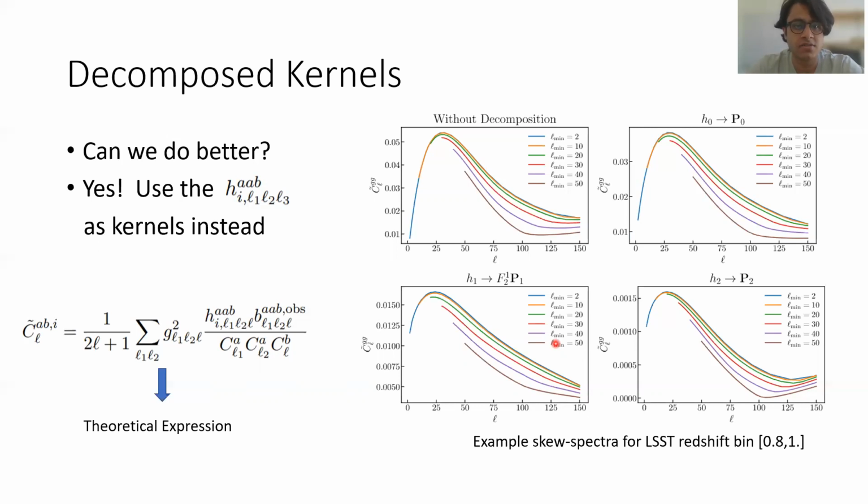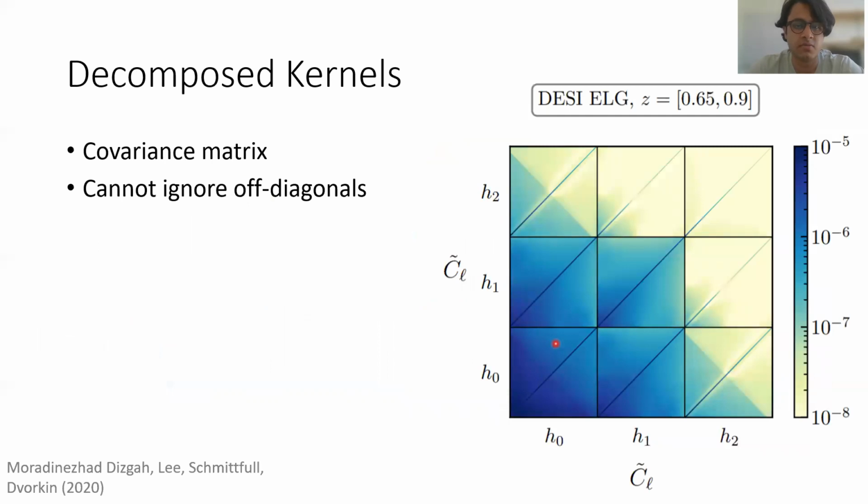And now we want to ask what the covariance matrix looks like. And you can see that the covariance matrix is highly off diagonal. So this is made using DESI ELG specifications, and this is typically the case that the covariance matrix is highly off diagonal. So in practice, we need to use the full covariance matrix to conduct a likelihood analysis.